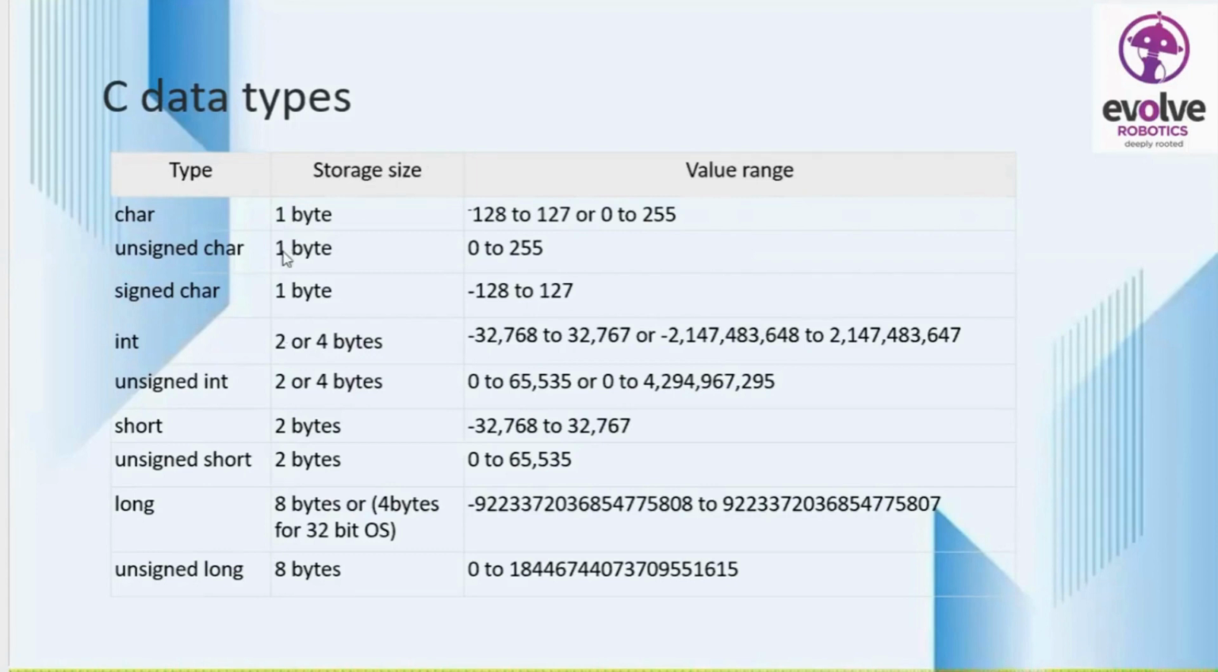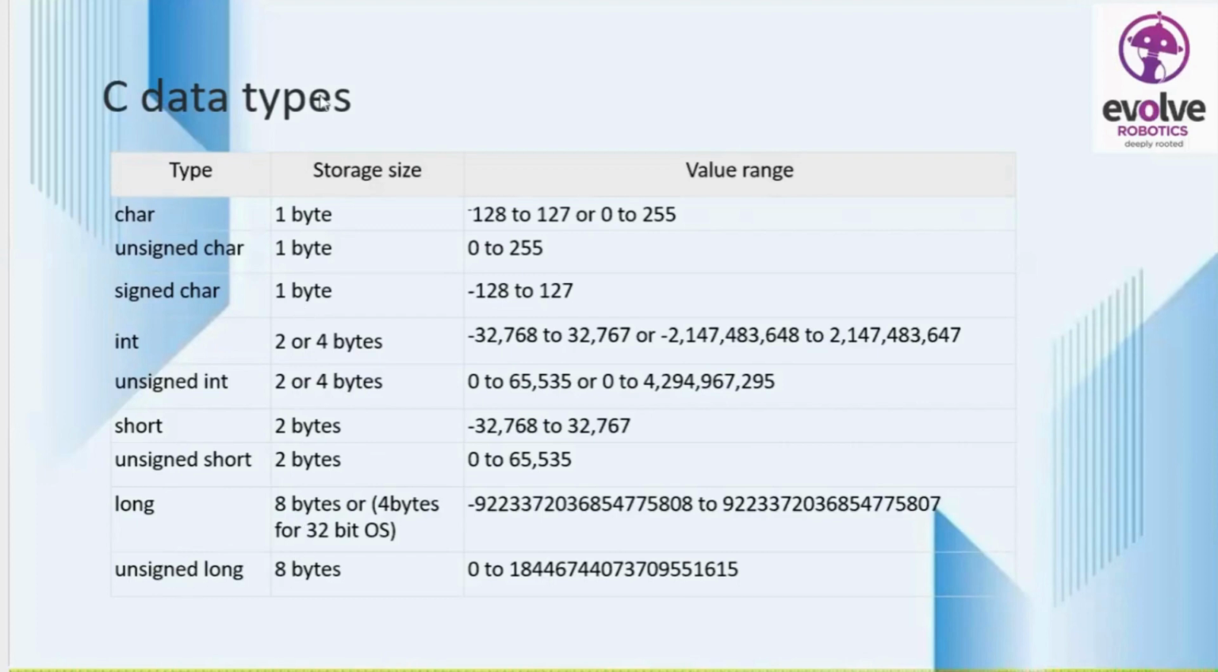Here we can see the storage size. The data type char can store 1 byte of data, unsigned char 1 byte, signed char 1 byte, int 2 or 4 bytes, unsigned int 2 or 4 bytes, short 2 bytes, unsigned short 2 bytes, long 8 bytes, and unsigned long 8 bytes.